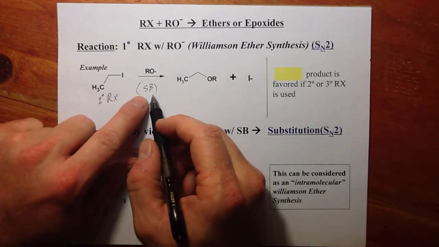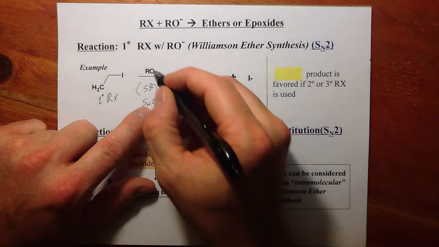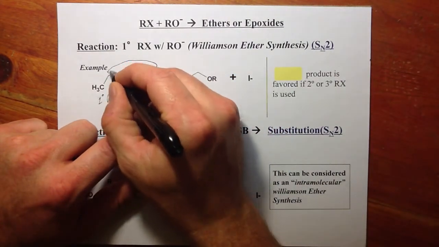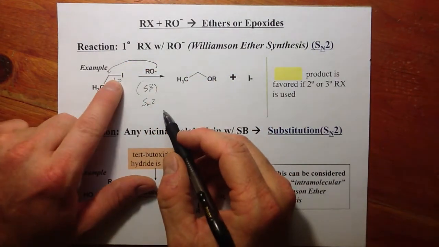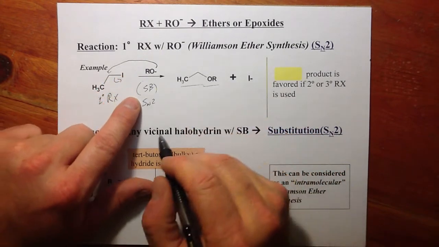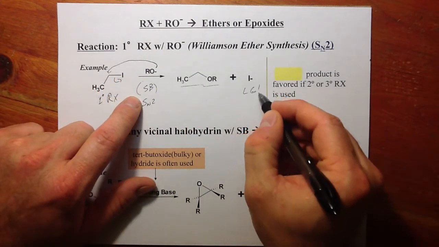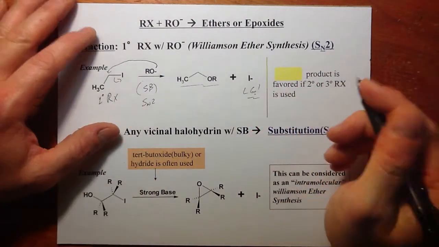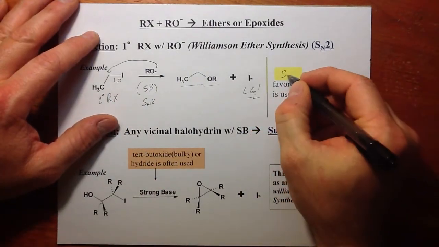Primary RX with strong base, we get an SN2 reaction, where this oxygen with negative charge attacks the carbon that's partially positive while the leaving group's leaving. So we get our SN2 product and our leaving group is off. Okay, well that's great. You all know that SN2 product would be favored.